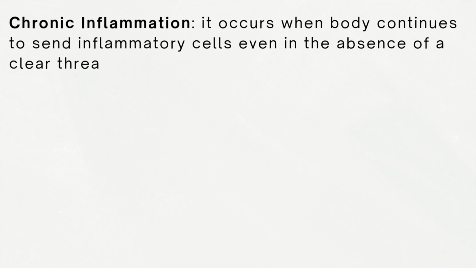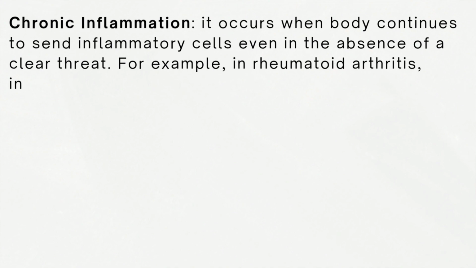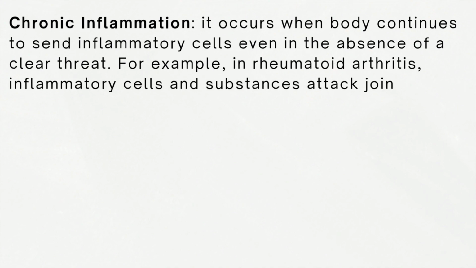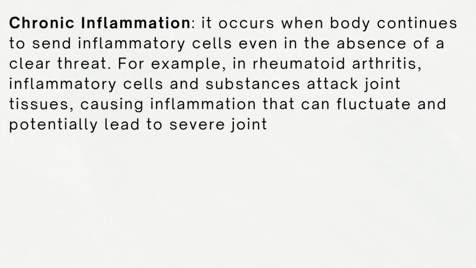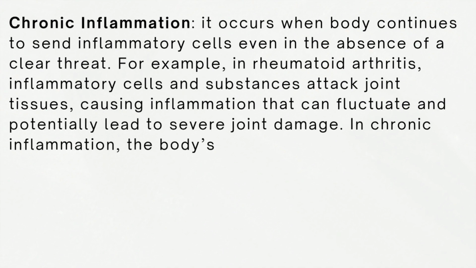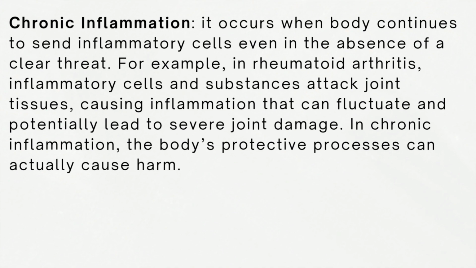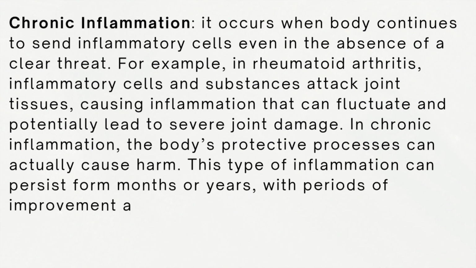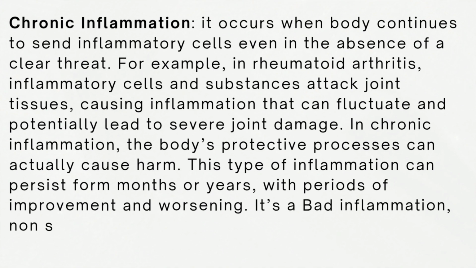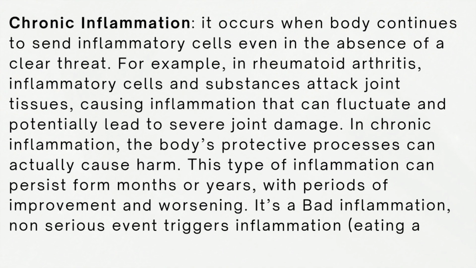Chronic inflammation. It occurs when the body continues to send inflammatory cells even in the absence of a clear threat. For example, in rheumatoid arthritis, inflammatory cells and substances attack joint tissues, causing inflammation that can fluctuate and potentially lead to severe joint damage. In chronic inflammation, the body's protective processes can actually cause harm. This type of inflammation can persist for months or years, with periods of improvement and worsening.